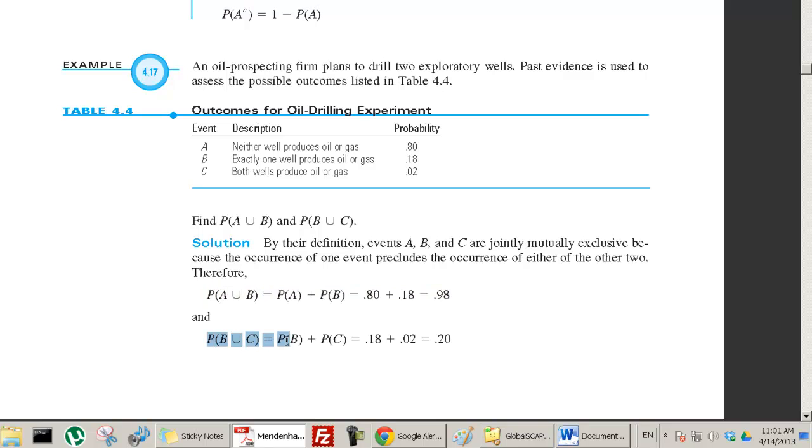And then this one, are these mutually exclusive? Can we say that? Exactly 1 and both. That's different, right? If you get exactly 1, then you didn't get both. And if you get both, you don't get exactly 1. So they're mutually exclusive. So again, we can use that simplified rule. So we only have to add this plus that, so we get this.